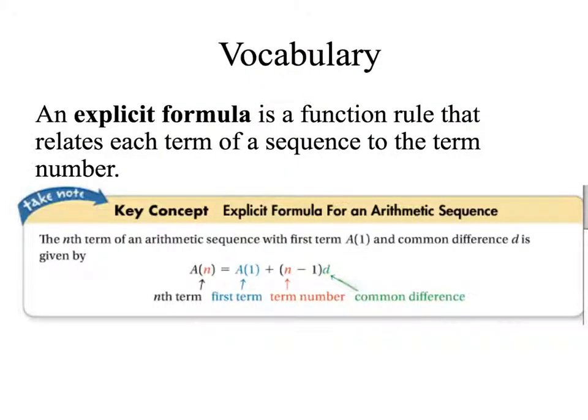Okay, so here's the vocabulary for what I just explained. An explicit formula is a function rule that relates each term of a sequence to the term number.